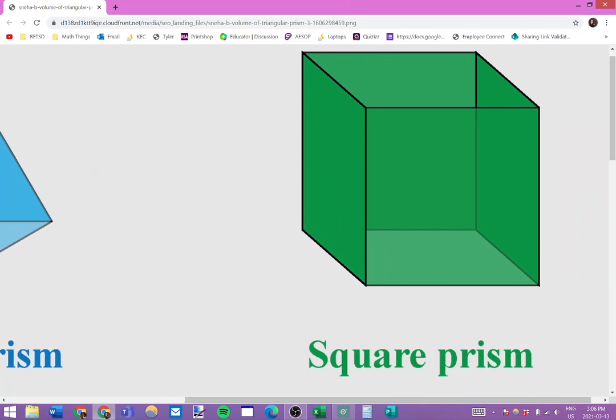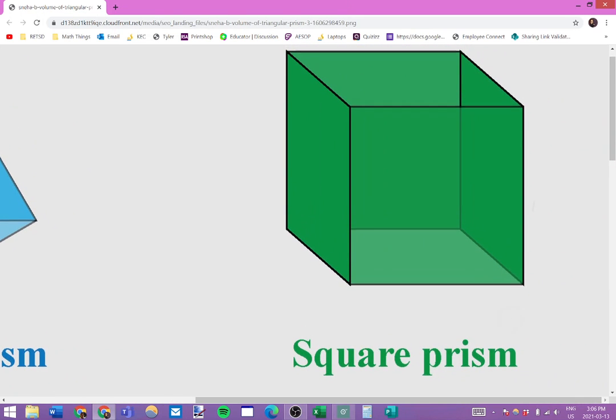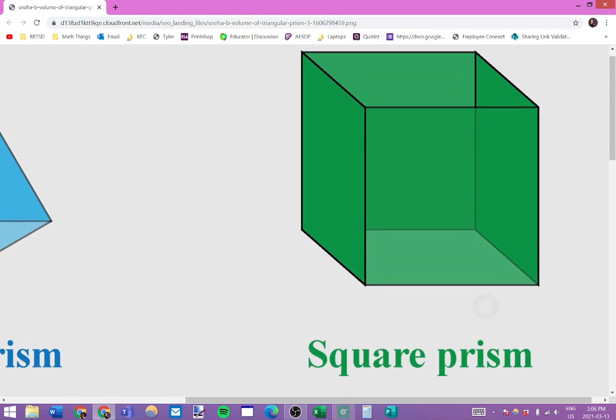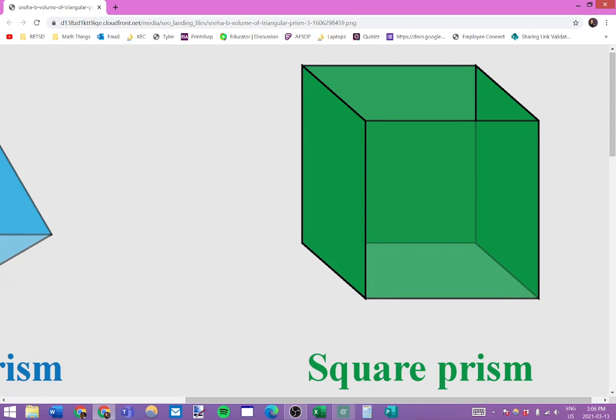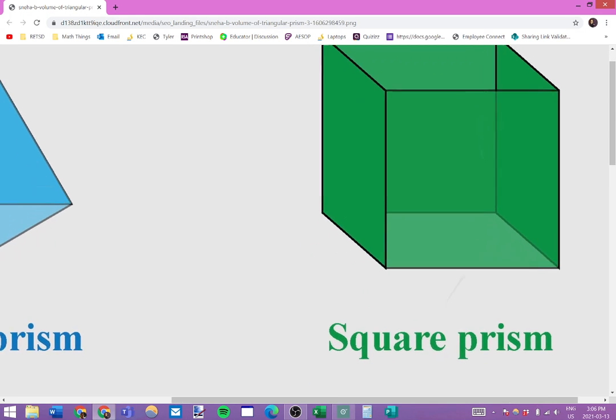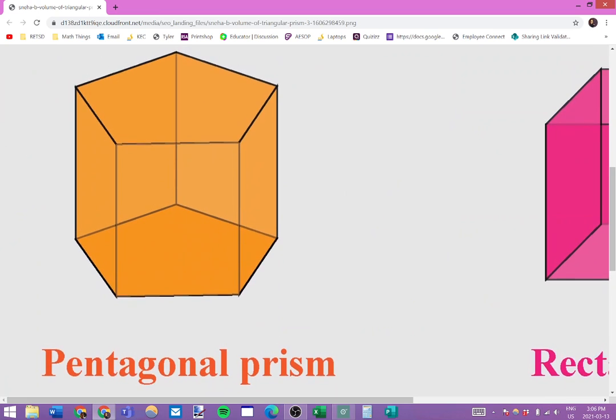Then if we look at the square prism, or in other words a cube, there is a square on both ends, on the front end and the back end, but I mean this one you can look from different directions. If we look at this pentagonal prism, we have a pentagon on the top and on the bottom, so on two ends of it there is a pentagon, which makes it a prism.